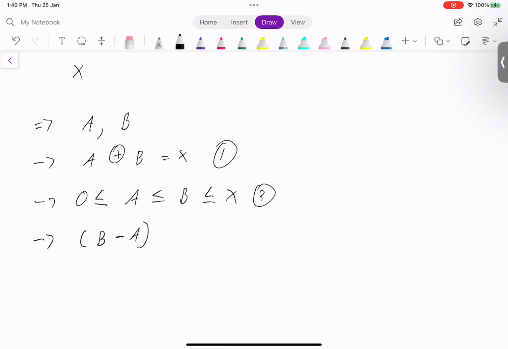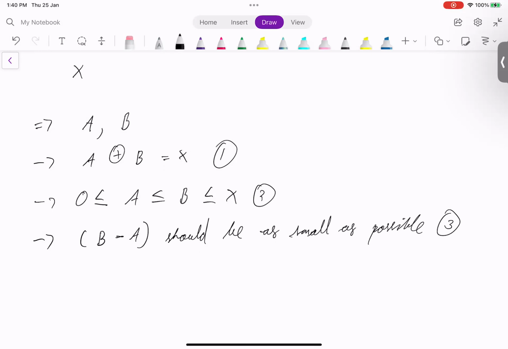So the difference of b minus a should be as small as possible. This is the third condition. So as a gist, we are given an integer x. We need to find any two integers a and b which satisfy all these three conditions.